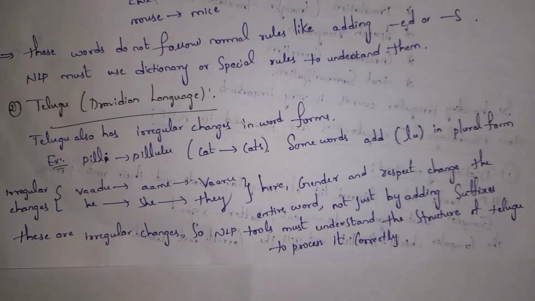The second one is Telugu, which is known as a Dravidian language. Yes, the Telugu language also has many irregular forms. In Telugu, if you want to convert any word to plural form, then at last we need to add lu. For example, if you consider pilli, the plural form is pillulu.